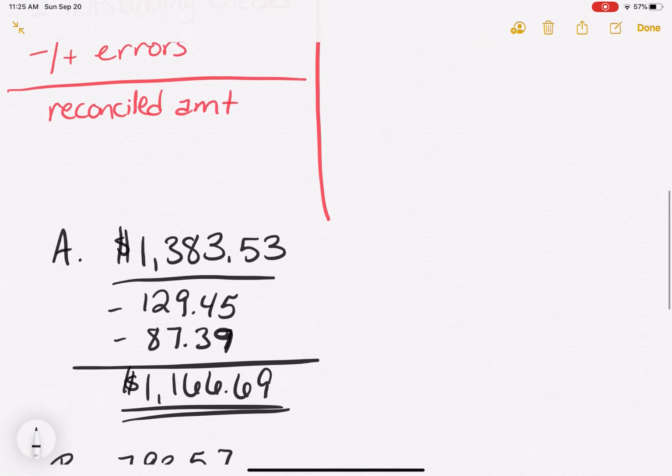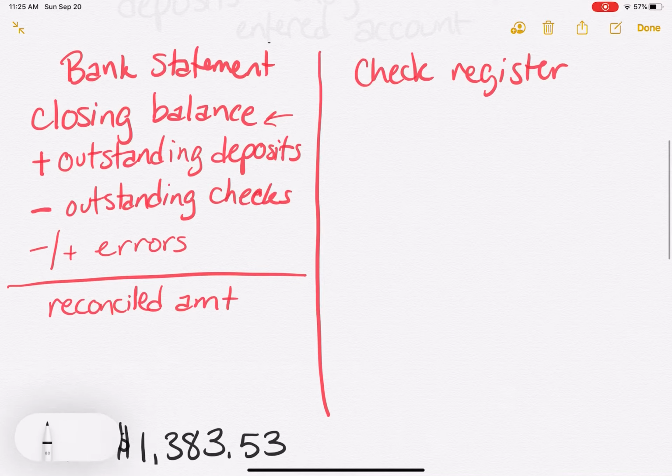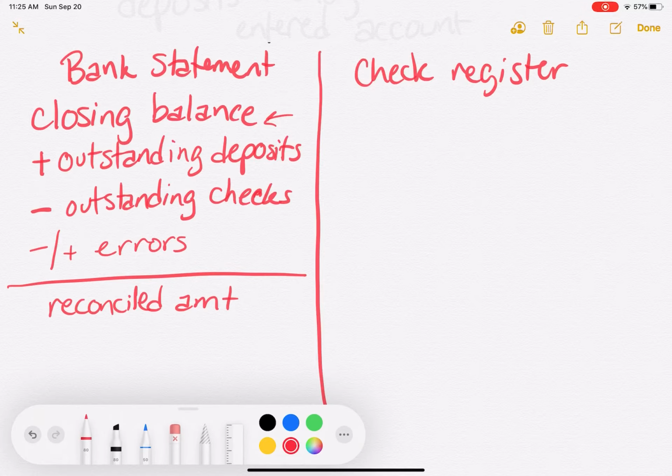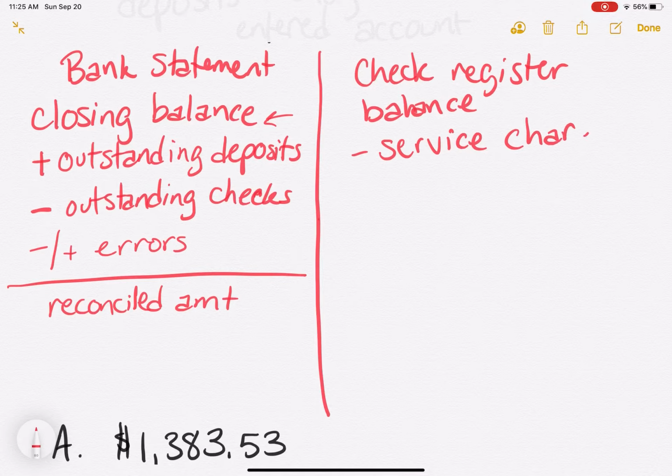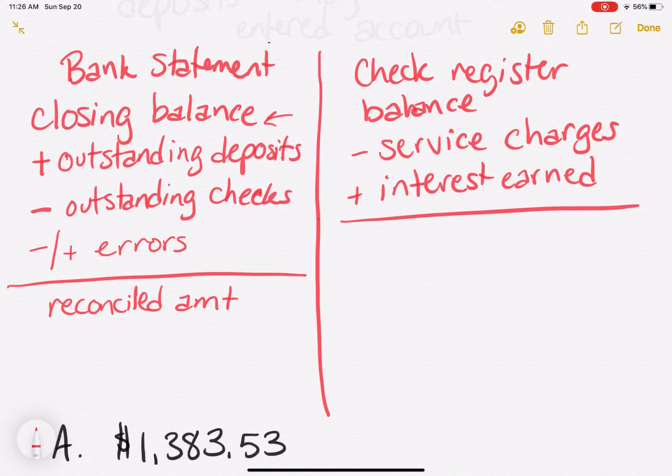Okay, so then let's go back up and let's talk about our check register. So this is what we are recording. We know about the outstanding deposits and the outstanding checks because we're the ones who wrote the check and made the deposits. So we're going to start with a balance, and from there we are going to subtract any service charges, because we won't know about those until at the end of the month. And then we are going to add our interest earned. Okay, and from there we get our reconciled amount.